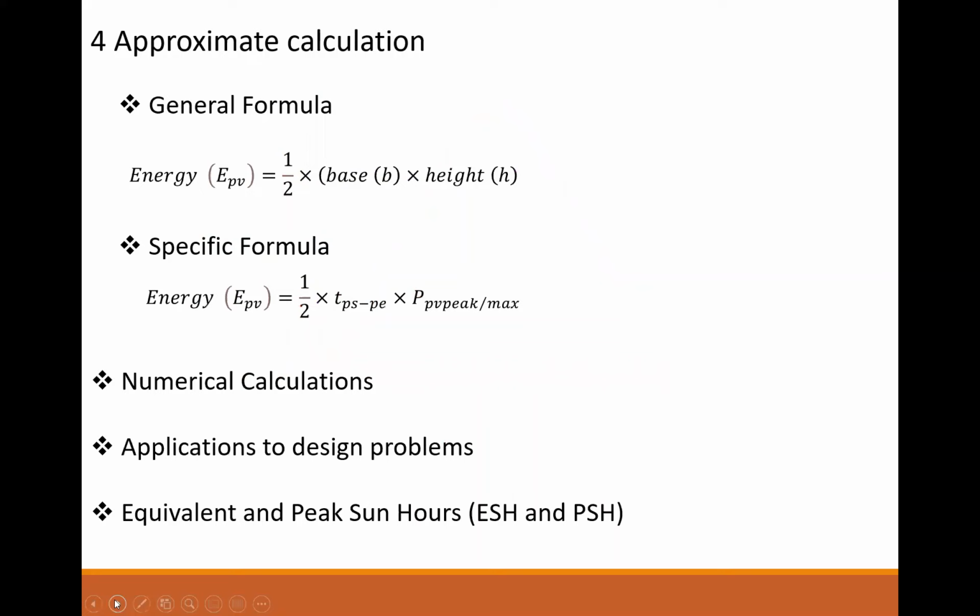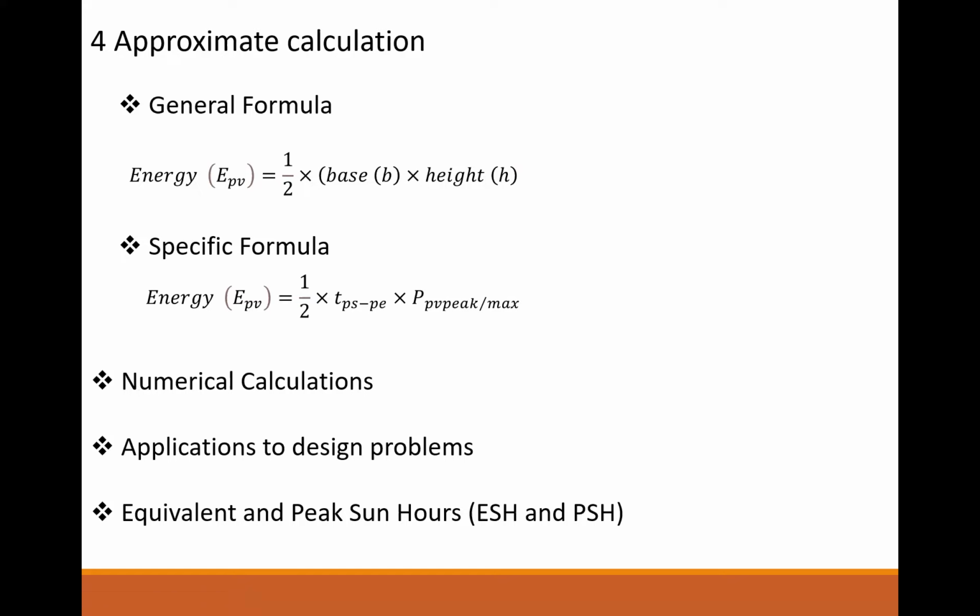In terms of formulas, we have the general formula in relation to the triangle, which gives us half base times the height. Then in specific terms, we have the time from when production starts, PS, to the time when production ends, PE. So half times T from PS to PE times PV peak, or the maximum. Having established this concept, we will now move on to look at numerical calculations.